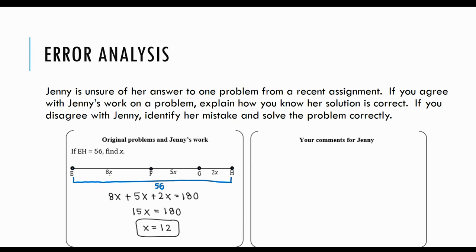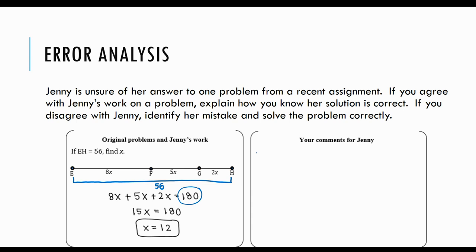Notice how within the diagram, they've broken up that segment into three different pieces. And so one piece is 8x, one's 5x, and one is 2x. Notice the equation that Jenny set up is she added up all those pieces and she set it equal to 180. So hopefully you see that there is a mistake. I disagree with Jenny. Notice that her mistake comes from that number of 180. Remember, 180 a lot of the times is dealing with degrees when we're thinking about straight angles. This is not an angle problem. These are all segments. And so because 180 is talking about angles and we're dealing with segments, that's the issue here.